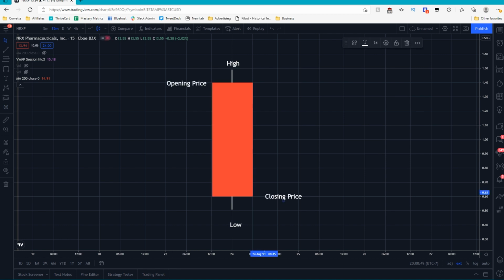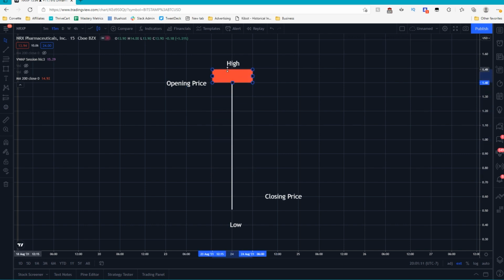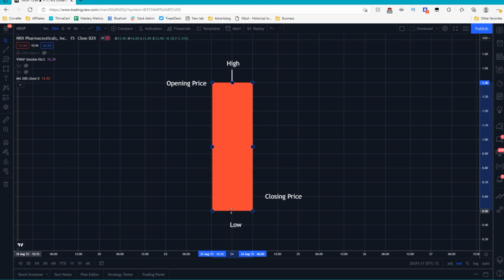Now, a red candlestick or a bearish candlestick is very similar. It has the same exact points. The only difference is that throughout the period of the candle, the market had moved overall downwards. And you can see here, the opening price was at $1.40. Throughout the day, it hit a high of $1.50. It pushed down and just sold off all the way down to 50 cents. And then by the end of the day, it closed at 60 cents per share. So overall, the market moved downwards. So that's why this is a bearish candle or just a red candle.